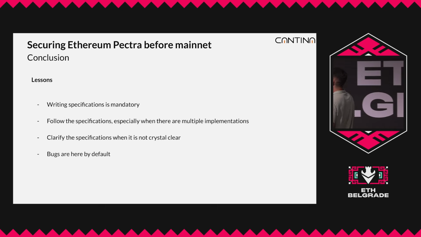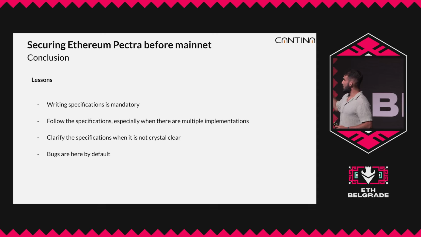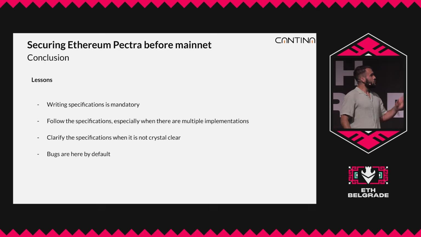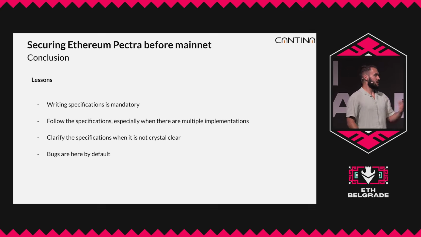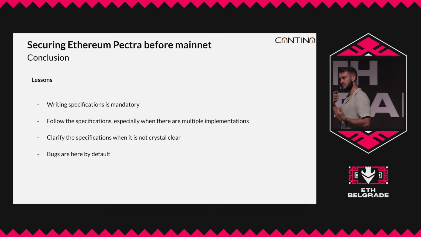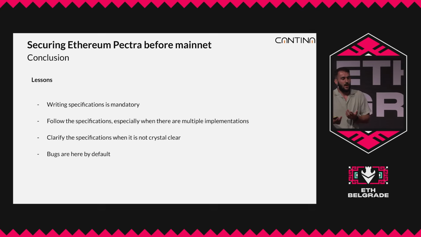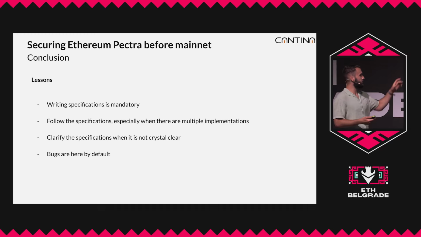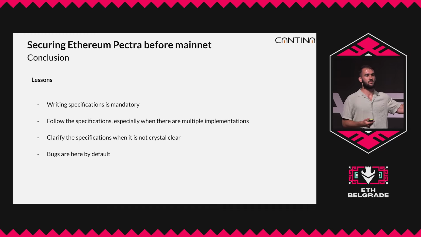So what we should take from it is that writing a specification is mandatory, no matter what, especially for Ethereum when you have multiple clients implementing it. You should follow the spec, especially, as I said, with multiple implementations. You should also clarify your spec when it is not crystal clear. I mean by that, the Nethermind team should have asked the question. And do not forget that bugs are here by default.